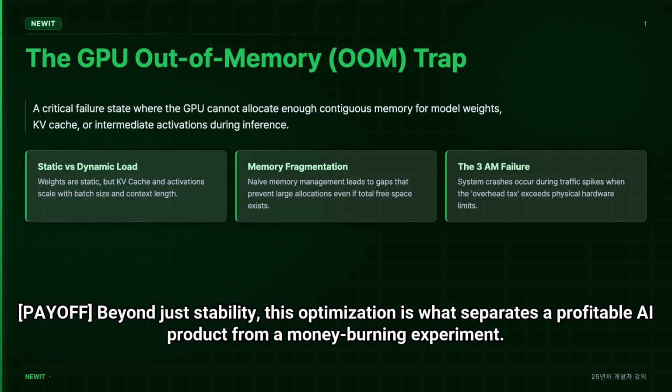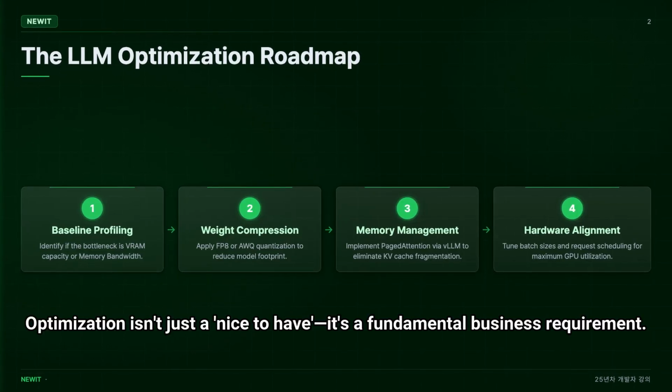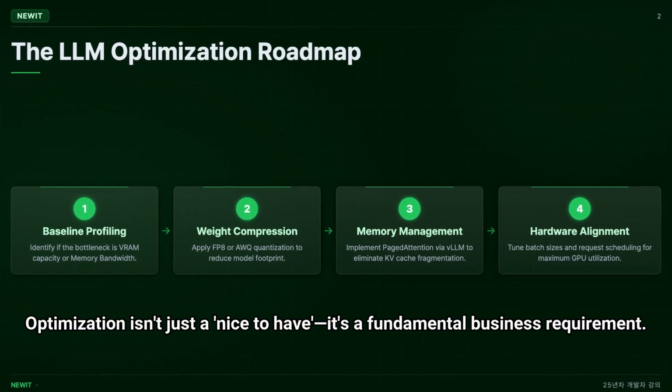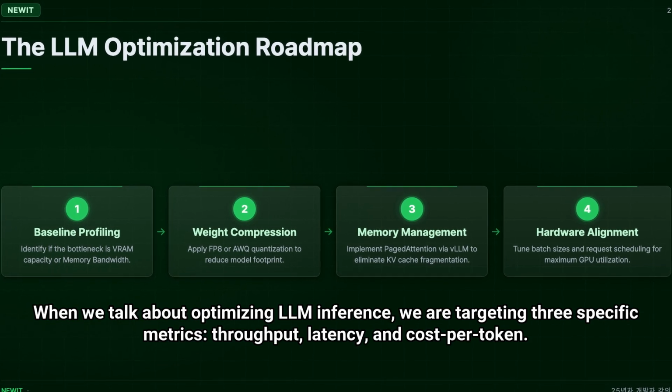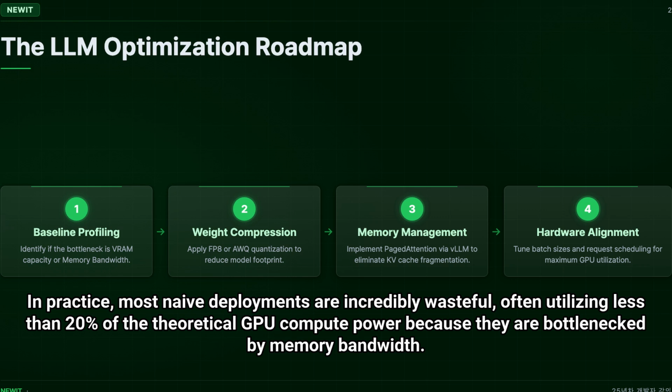The payoff goes beyond just stability. This optimization is what separates a profitable AI product from a money-burning experiment. Optimization isn't just a nice-to-have, it's a fundamental business requirement. When we talk about optimizing LLM inference, we're targeting 3 specific metrics: throughput, latency, and cost per token. In practice, most naive deployments are incredibly wasteful, often utilizing less than 20% of the theoretical GPU compute power because they are bottlenecked by memory bandwidth.